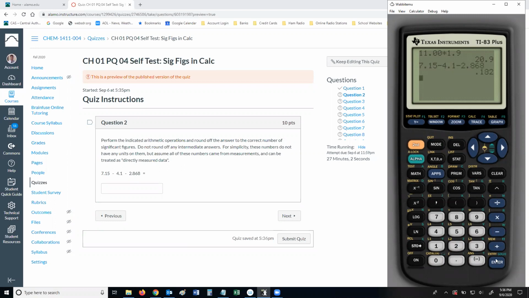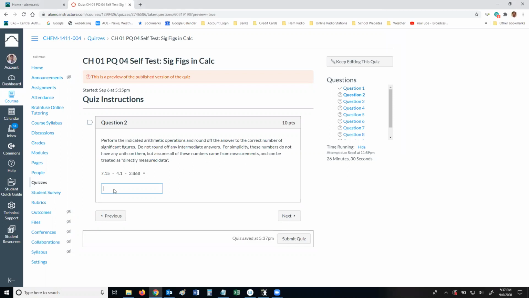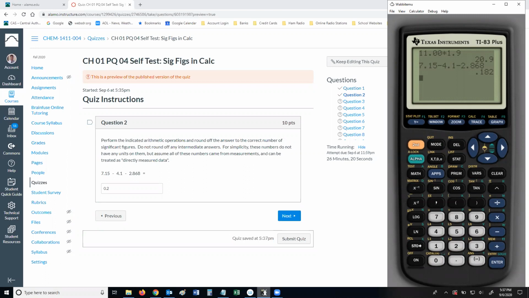The calculator says 0.182. It does not show the leading 0, but I tend to put those. So 0.182. But how much of that should I actually show? My least precise number has only 1 decimal place, or only 1 digit past the decimal point. So I should only show 1 digit past the decimal point. And the 8 that follows the 1 will force me to round that 1 up to a 2. So rounded to 1 decimal place, that's 0.2.